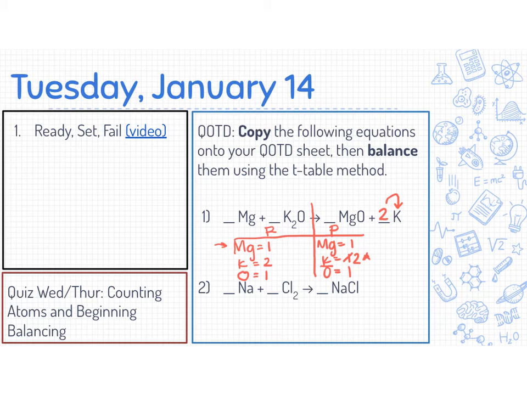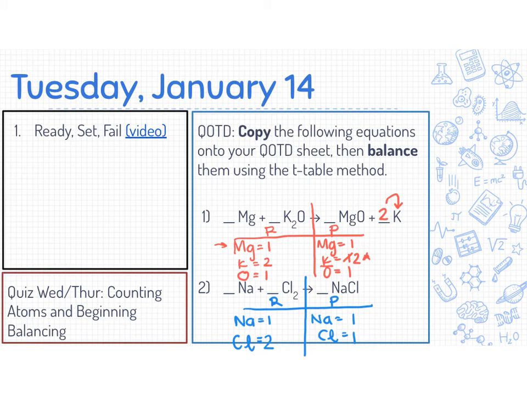Okay, my second one, I'm going to start out the same way. I'm going to make my t-table by splitting down my yield sign, reactants on the left, products on the right. Next, I'm going to look at my capital letters, and I've got Na for sodium and Cl for chlorine. If I put it in, I have to get it out. So my 2 sides are going to be the same. Third step is to count. So sodium has 1, chlorine has 2 on my reactant side. And on the product side, it's 1 chlorine and 1 sodium.